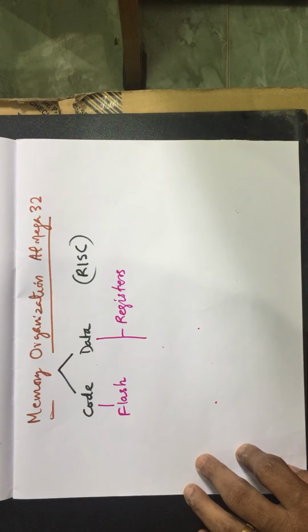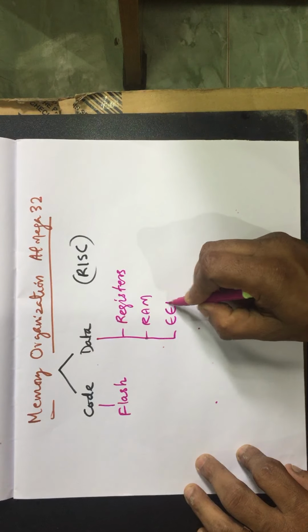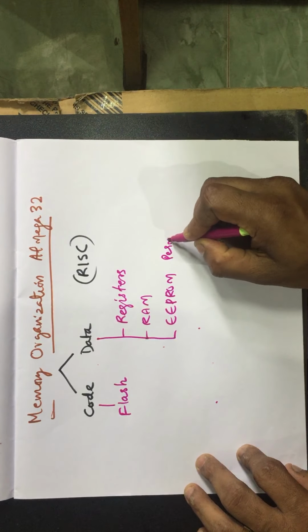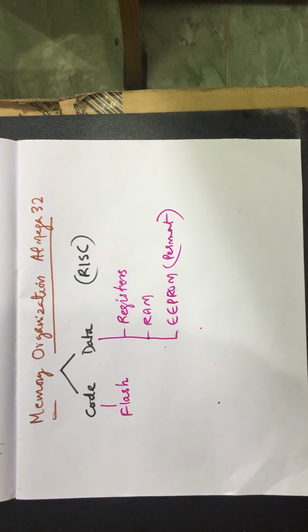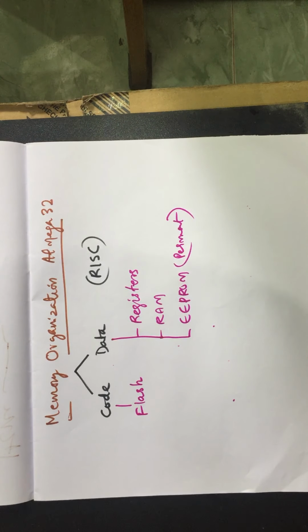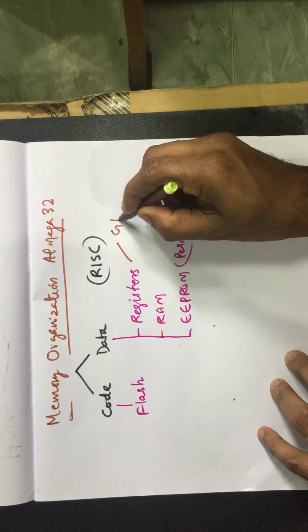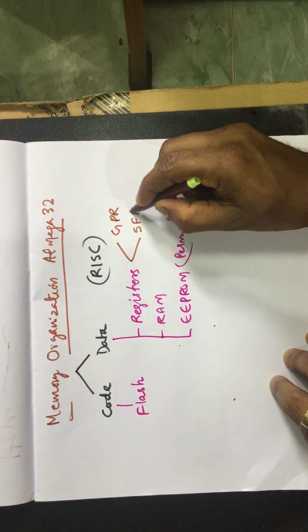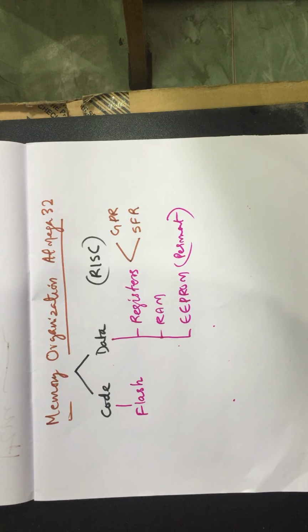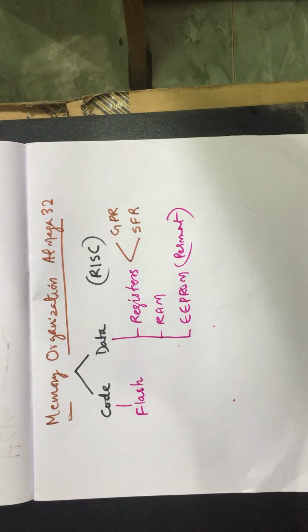registers, can be stored in RAM, and it can even be stored in EEPROM, that is for permanent storage. And if you closely watch the registers, registers can be classified into two types: general purpose registers, GPR, and special function registers. So this is the basic memory organization or memory categories of ATmega32, or of AVR in general.